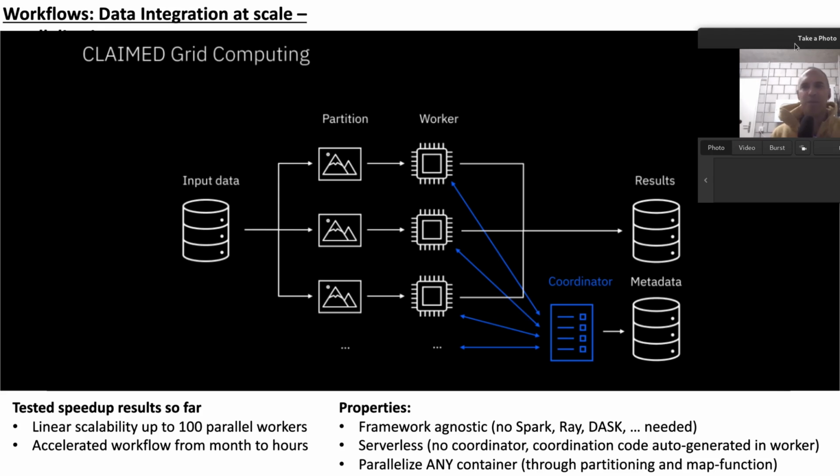So you don't need Hadoop, no Spark, no Dask, no Ray, nothing. You can use the non-scalable libraries. In our case, we use a lot of GDAL and Rasterio, which are not scalable out of the box. And this way it's coming for free.